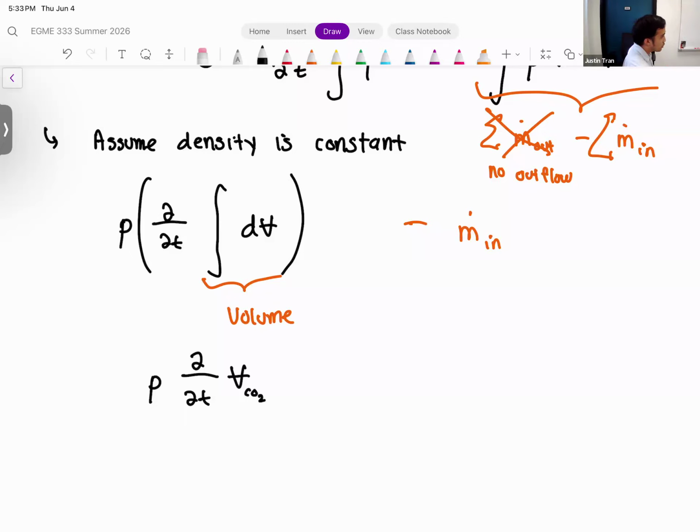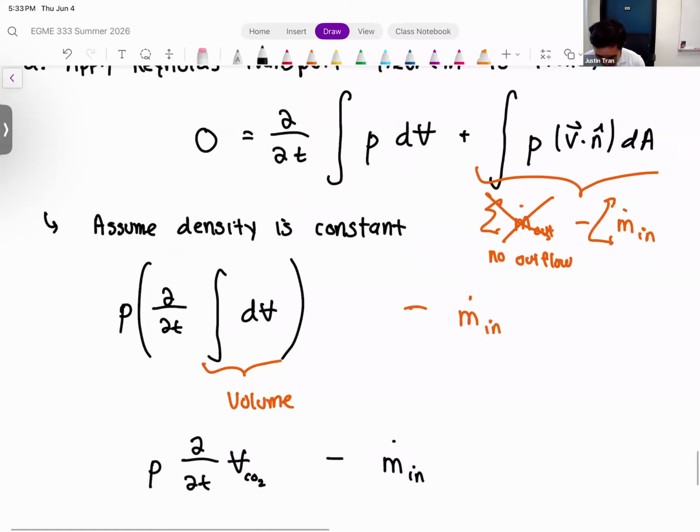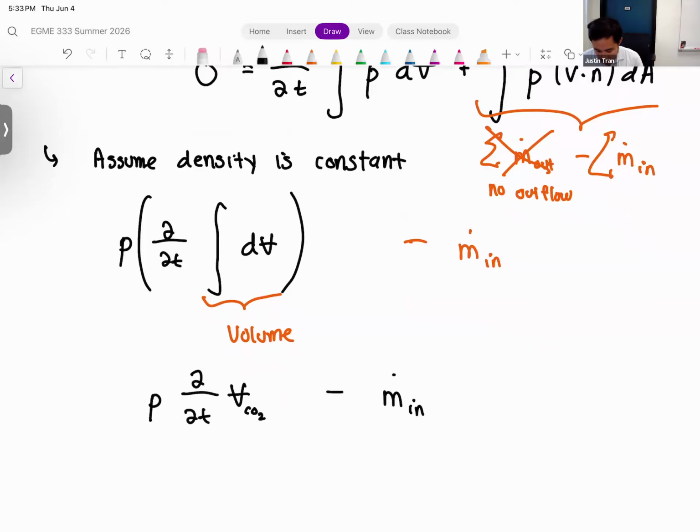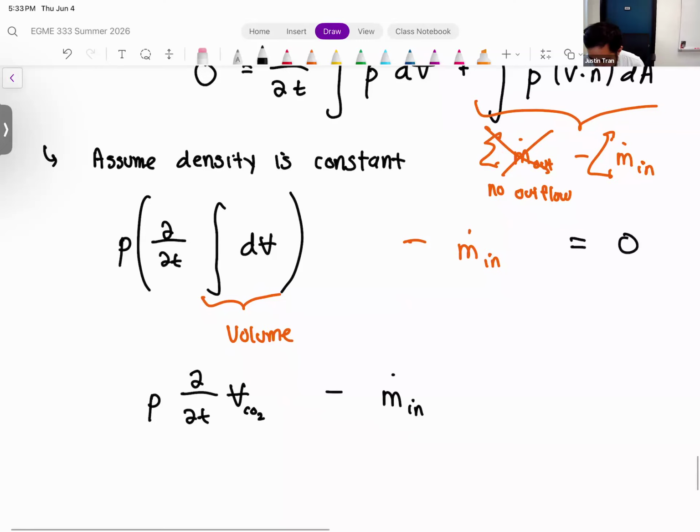Remember, the subject of our control volume is the CO2, and so the volume there refers to the volume of CO2. Minus m dot. Before we forget, all this is equal to 0. So don't forget that.